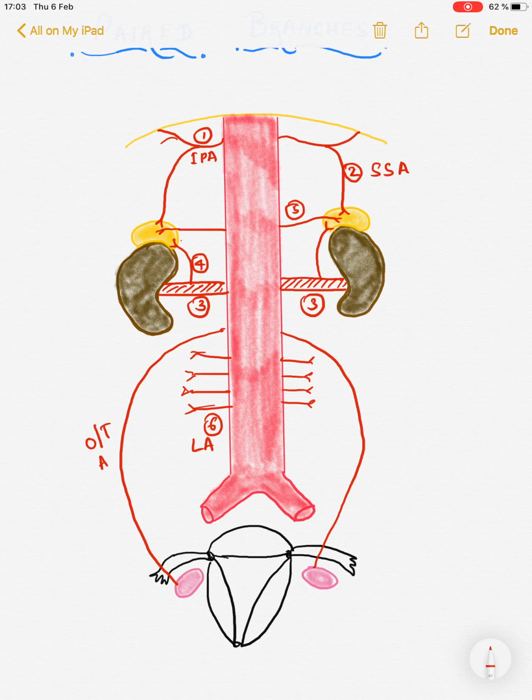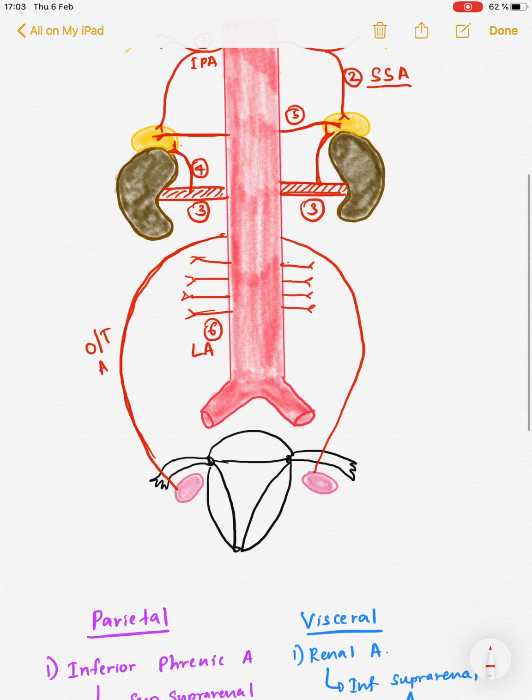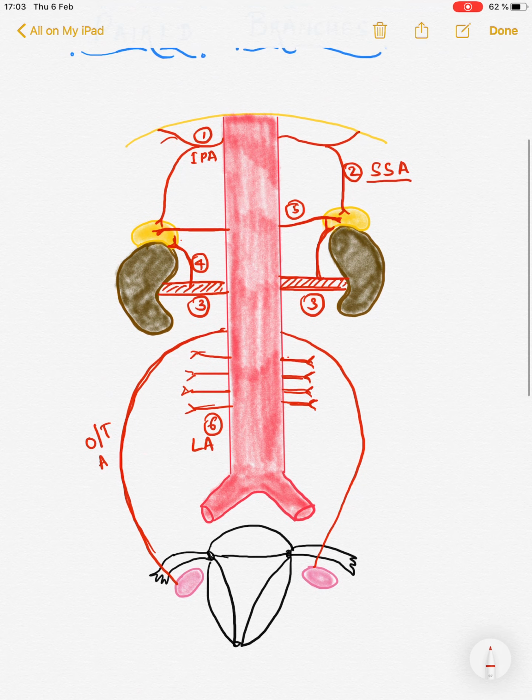So hope everything is clear for you. We had paired branches in the abdominal aorta, and the parietal branches were the inferior phrenic artery and the lumbar arteries, and arising from the inferior phrenic artery we had the superior suprarenal artery. Then we had the renal arteries. Coming from the renal arteries we had the inferior suprarenal arteries, and then we had middle suprarenal arteries coming directly from the aorta, and then we had ovarian or testicular arteries, and then we had the lumbar arteries giving blood supply to the abdominal wall.